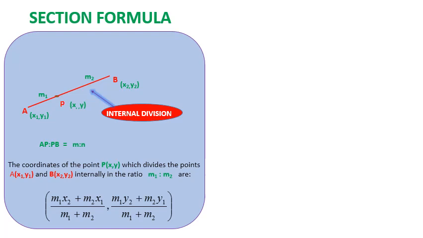So once again, we go this way: m1 into x2 plus m2 into x1, divided by m1 plus m2. That is the first part. The second part is again the same thing. You have to start from m1 y2 plus m2 y1 divided by m1 plus m2. That is the y coordinate.